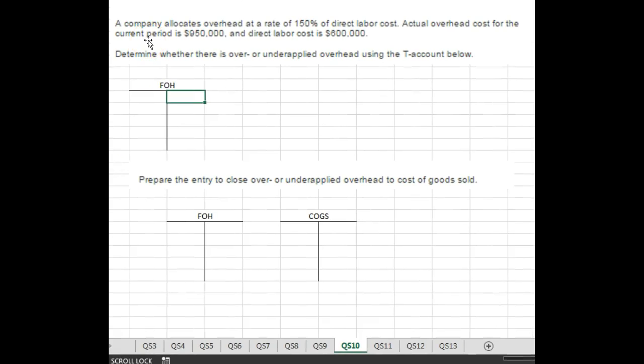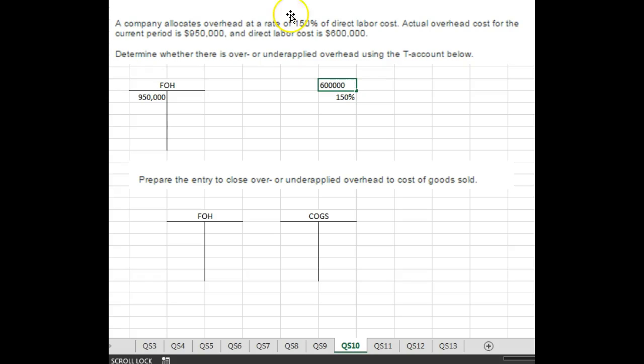A company allocates overhead at a rate of 150% for direct labor. The actual overhead cost for the current period is $950,000. So actual goes here. How much have they allocated? Okay, how much has been allocated for this? So it's 150% of 600,000. And if we do 150%, that should come up with about 900,000, I think.